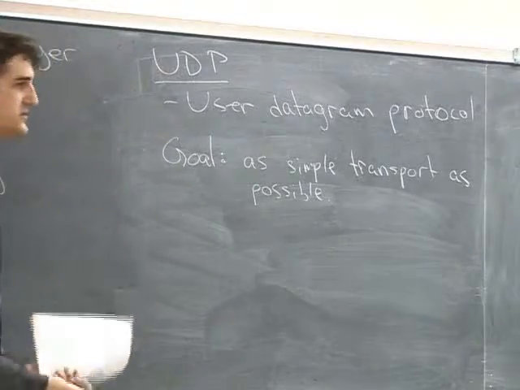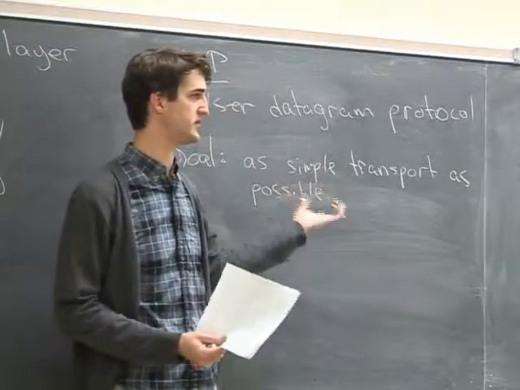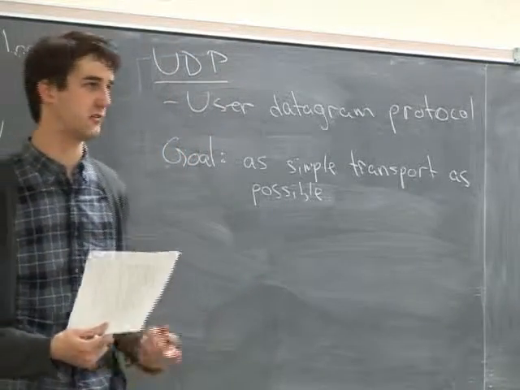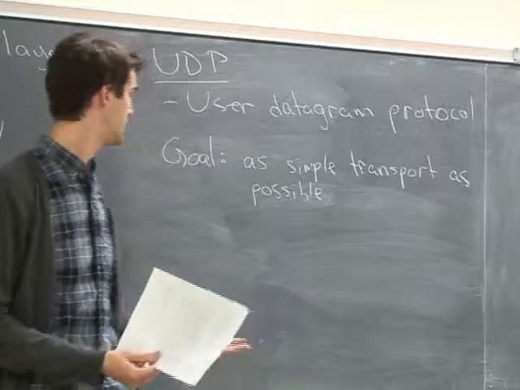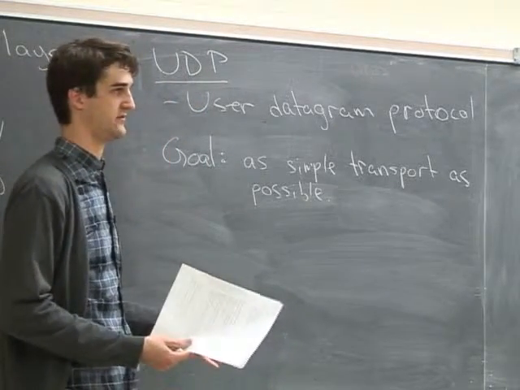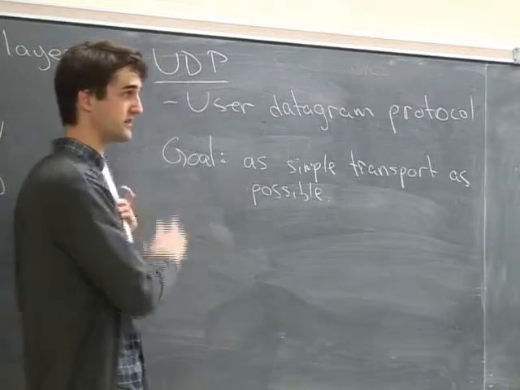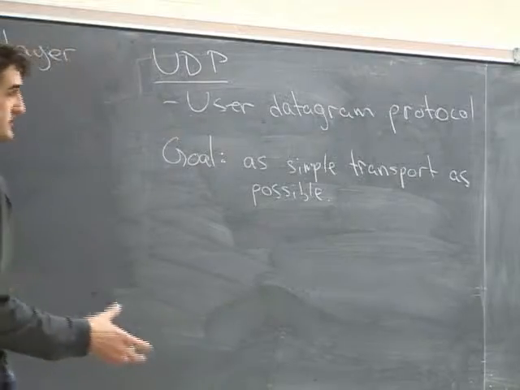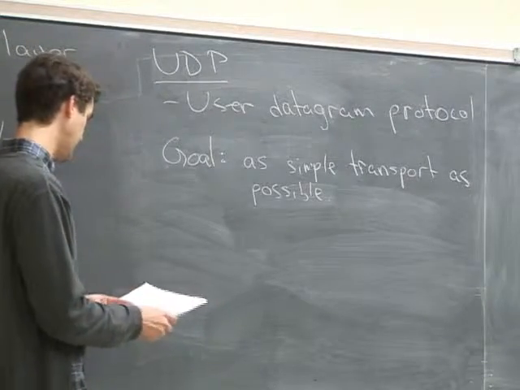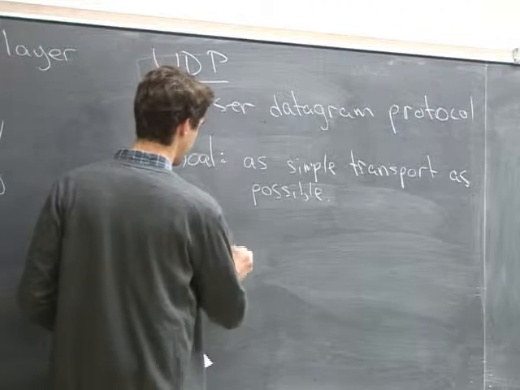Now, what do I mean by as simple as possible? If you recall the services that I talked about earlier that the transport layer could provide, I said it could provide things like reliability, flow control, congestion control, and so on. Well, UDP doesn't provide any of that stuff, all right? All right, all it provides is the ability to make these end-to-end logical connections, right? It doesn't give you any sort of niceness like reliability. So it's a connectionless protocol.